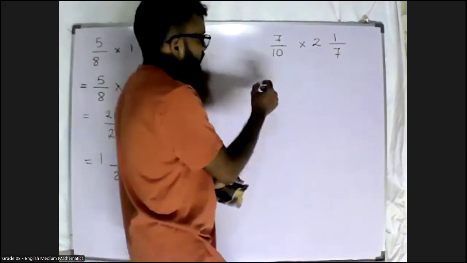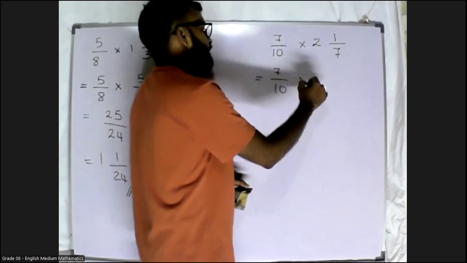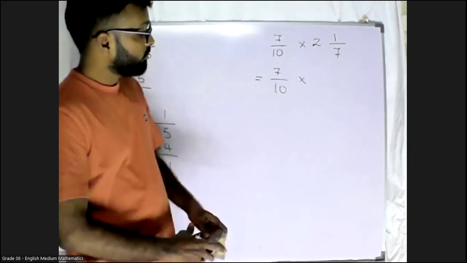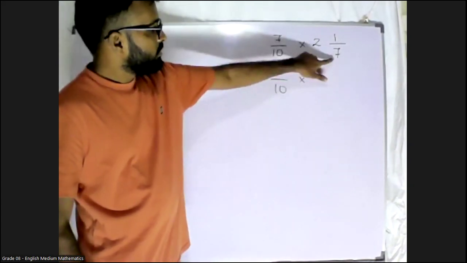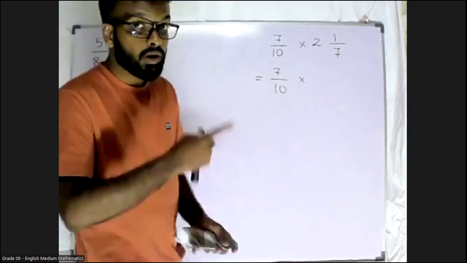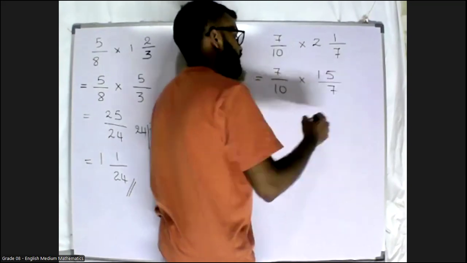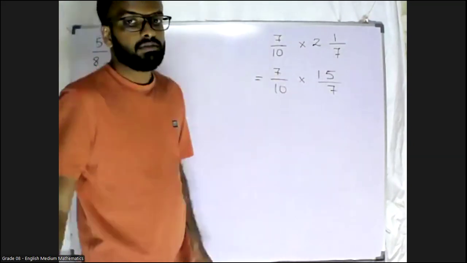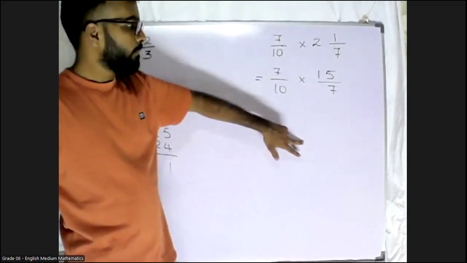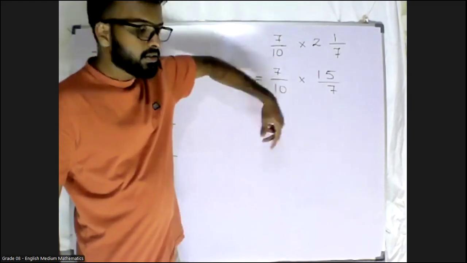Now here, equal 1 and 7/10 times 2 and 1/7. 2 and 1/7: denominator is 7. 7 times 2, 14. 14 plus 1, 15. Numerator is 15. Denominator is 7. Now look at this. Can you simplify before moving into the next step? Can you simplify in the numerator and the denominator? Yes, right?